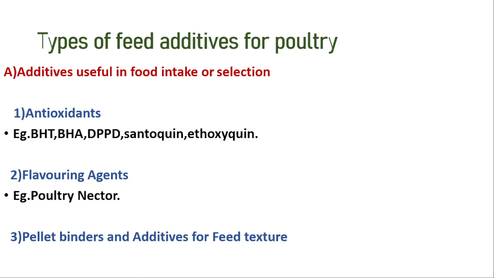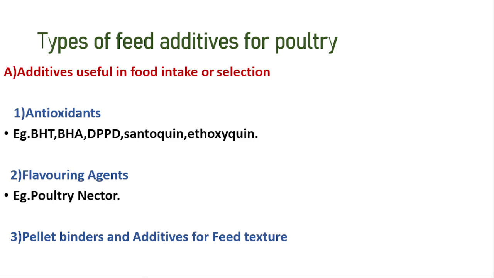When we look at an example of such flavoring agents, poultry nectar is used as a flavoring agent. Now we see the third type of additives which is useful in food intake or selection, and that is pellet binders and additives for feed texture.